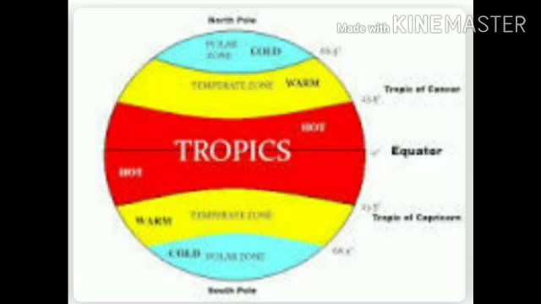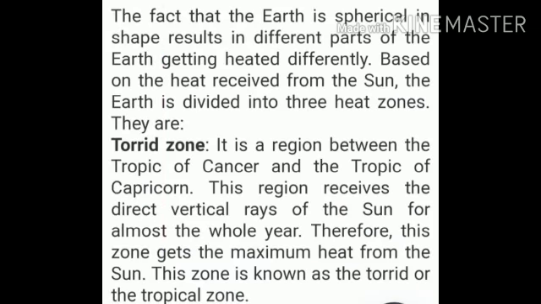Frigid zone comes between the Arctic Circle and North Pole, and below Antarctic Circle and South Pole. All these three zones you have seen. Now we will read what is torrid zone. Torrid zone, it is a region between the Tropic of Cancer and the Tropic of Capricorn.